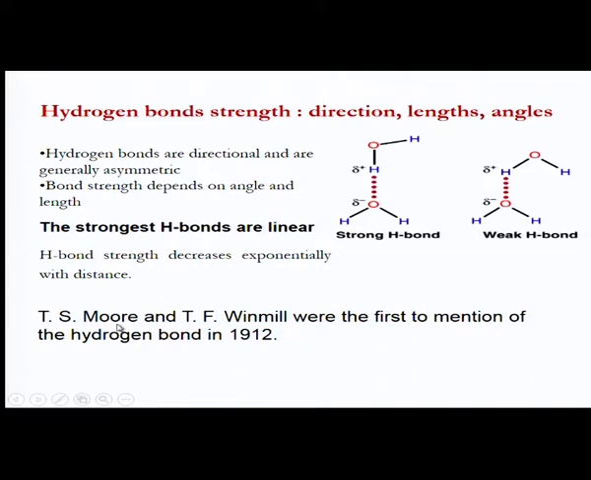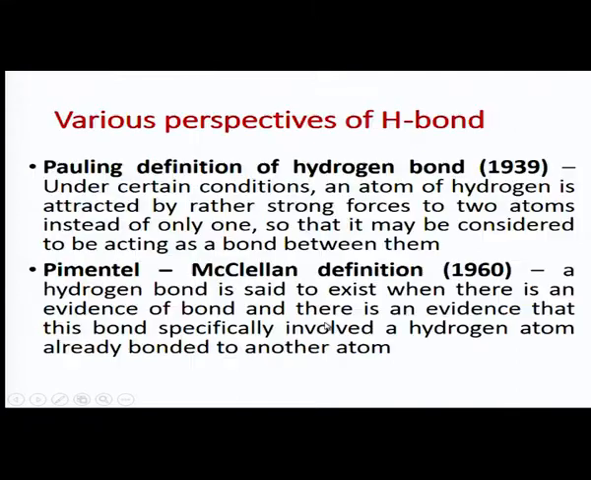It is only Moore and Winmill who were the first persons to mention the hydrogen bond, in the year 1912 itself. Now, let us see various perspectives of the hydrogen bond as per the definitions given by different pioneers in the field, namely Pauling and Pimentel and McClellan. Pauling is an authority on the hydrogen bond. He has even written a textbook on the theory of the hydrogen bond.